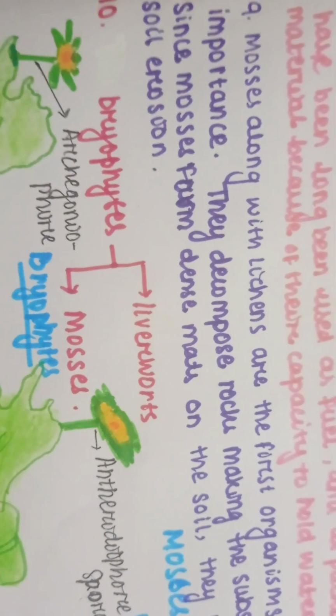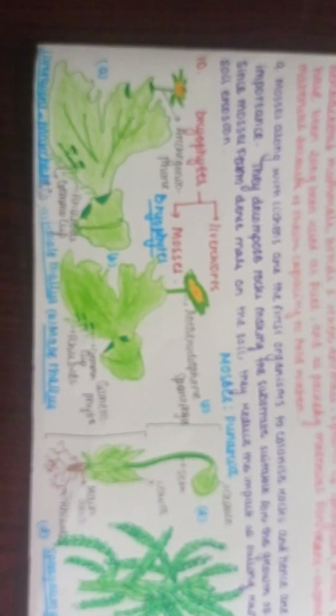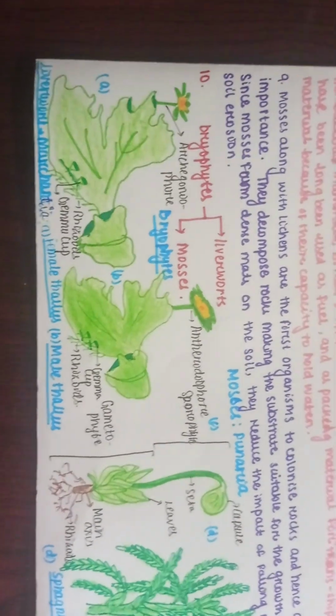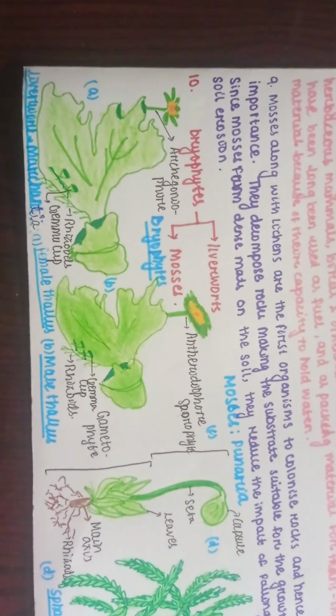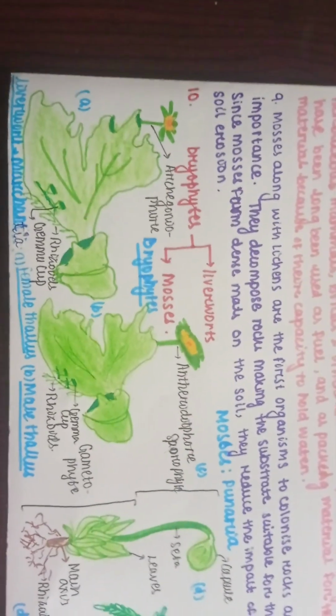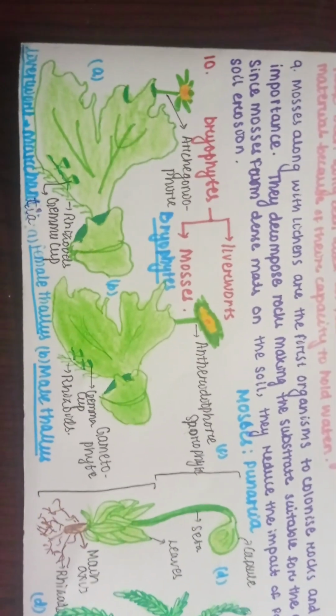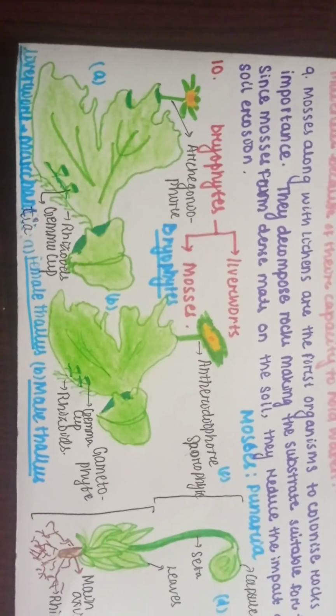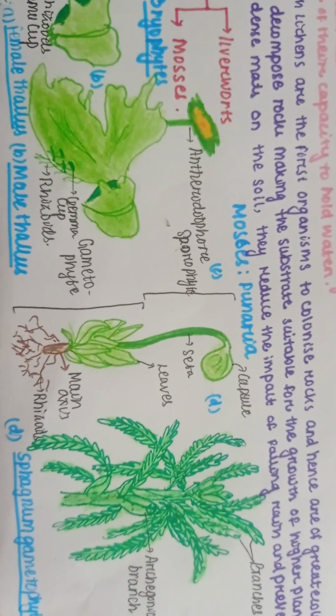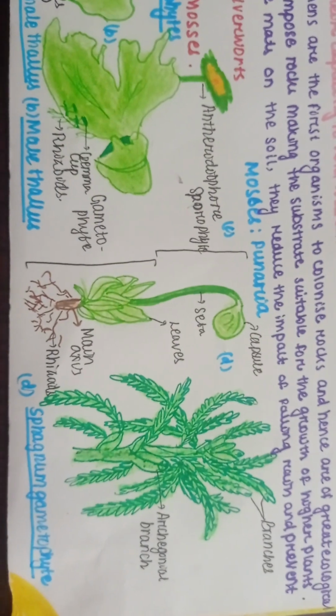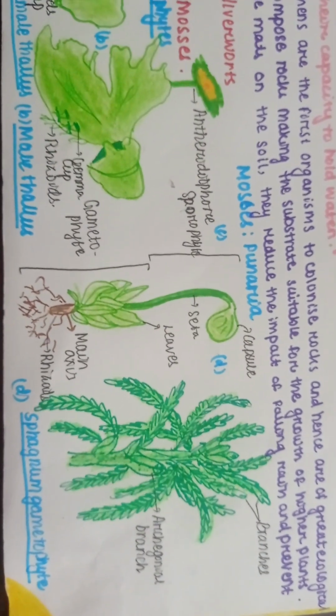Bryophytes are divided into two groups, that is the liverworts and mosses. And here is the diagram of the liverworts. In the liverworts, it's the diagram of Marchantia, where the first one is the female thallus and the second one is the male thallus. The third diagram is Funaria and the fourth diagram is of the Sphagnum gametophyte. So this was all about the bryophytes.